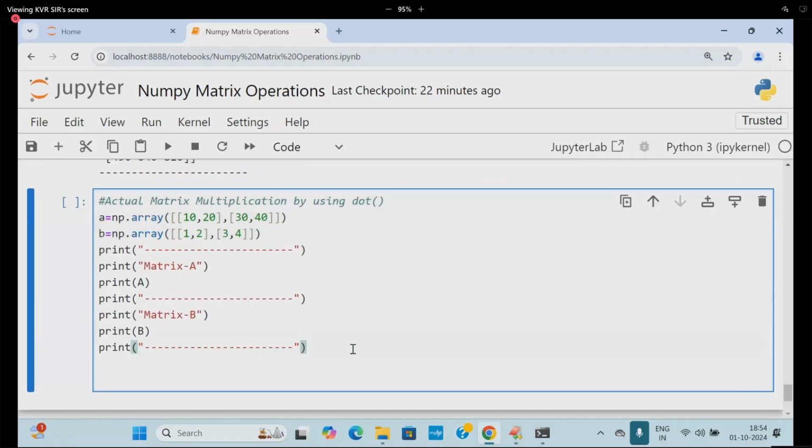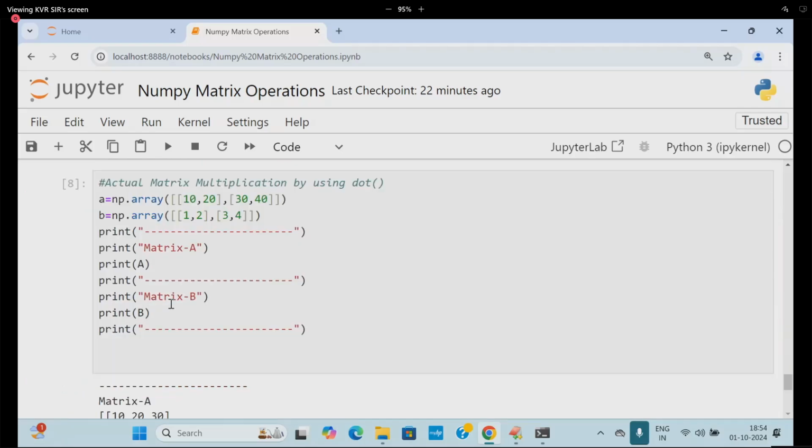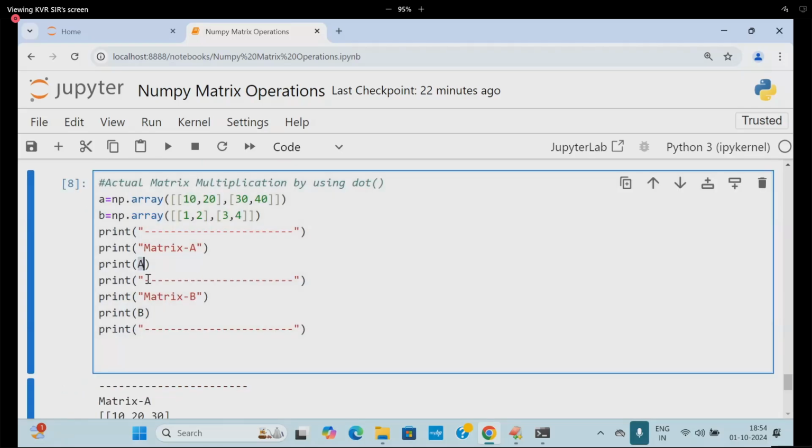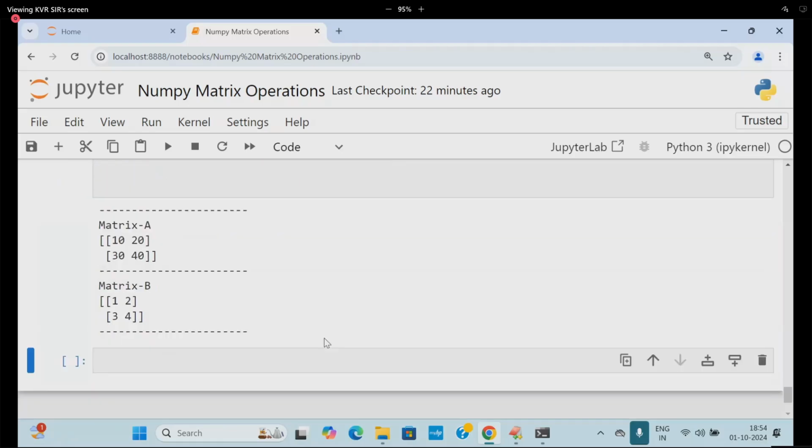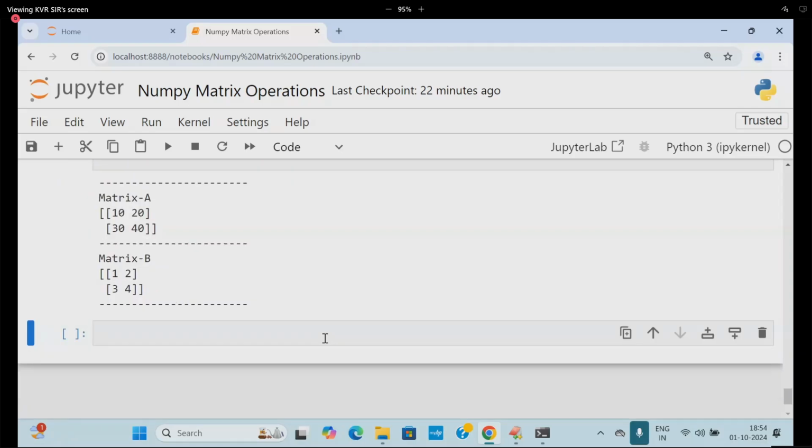Matrix A, matrix B, I am printing. Not capital A, small a, small b. So I got the matrix A, matrix B. Now I want to multiply.